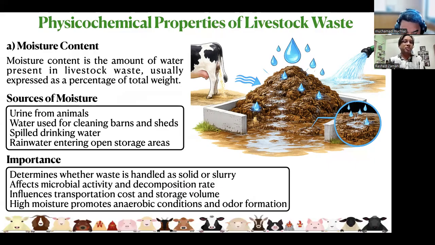Then water used for cleaning barns and sheds. After cleaning the shelter or living place of the livestock, water easily mixes with the waste and other materials, and the moisture content increases. Spilled drinking water. When the livestock drink water, it can leak or be dropped from the container and mix with the waste, and ultimately cause the moisture content to increase.